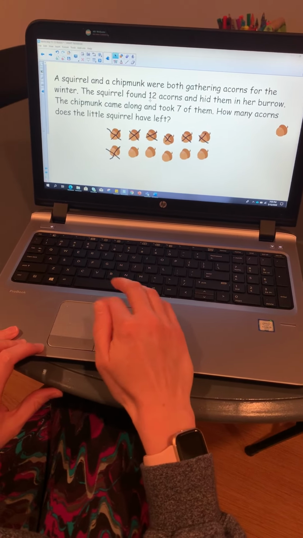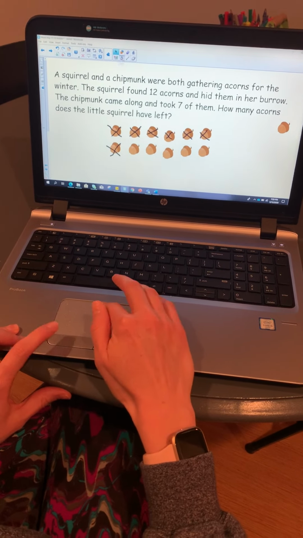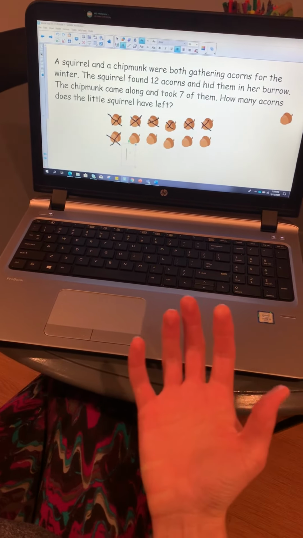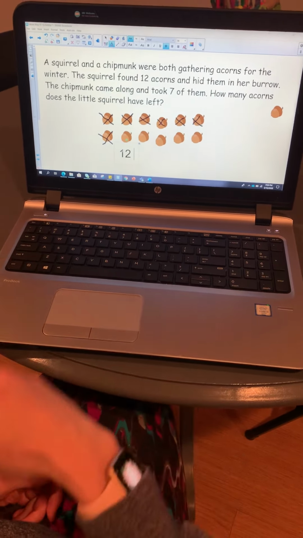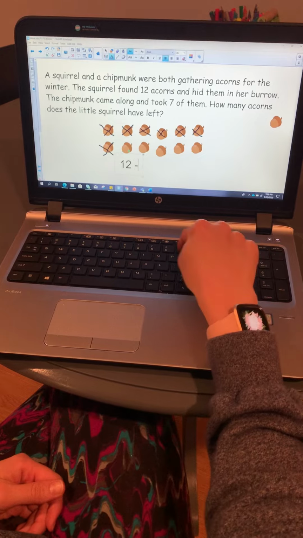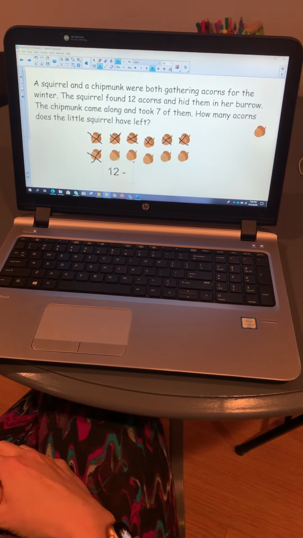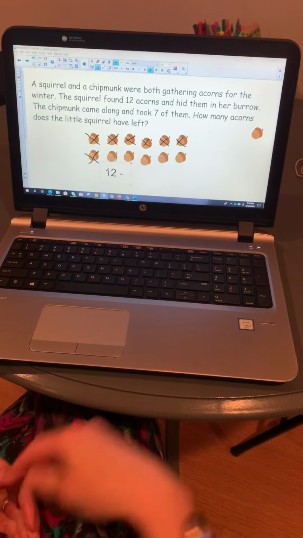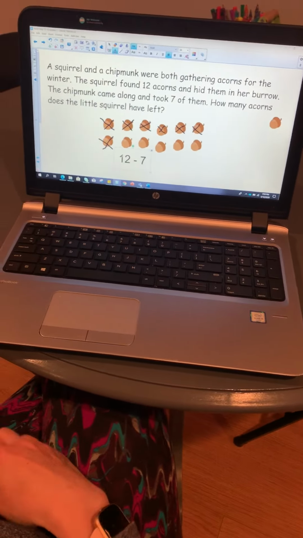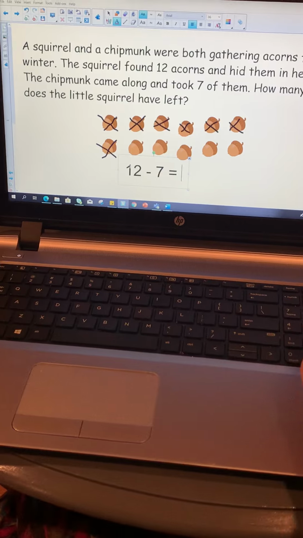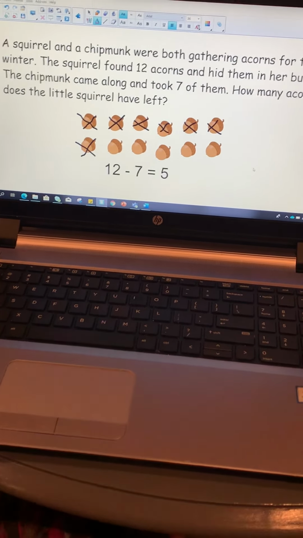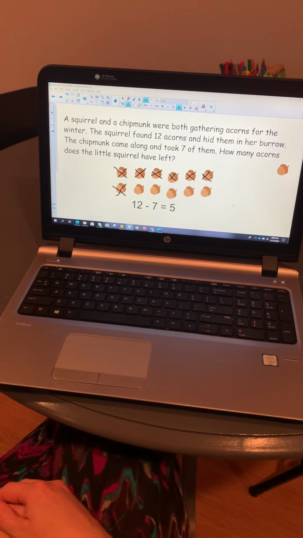Now I need to record that as a number sentence. So what I'm gonna do is, I'm gonna start with the biggest number. How many did I start with? The squirrel started with 12 acorns. I'm gonna show a subtraction sign to show that some of them were taken away, 7 of them. So 12 subtract 7 equals, how many does she have left? 5. So 12 subtract 7 equals 5.